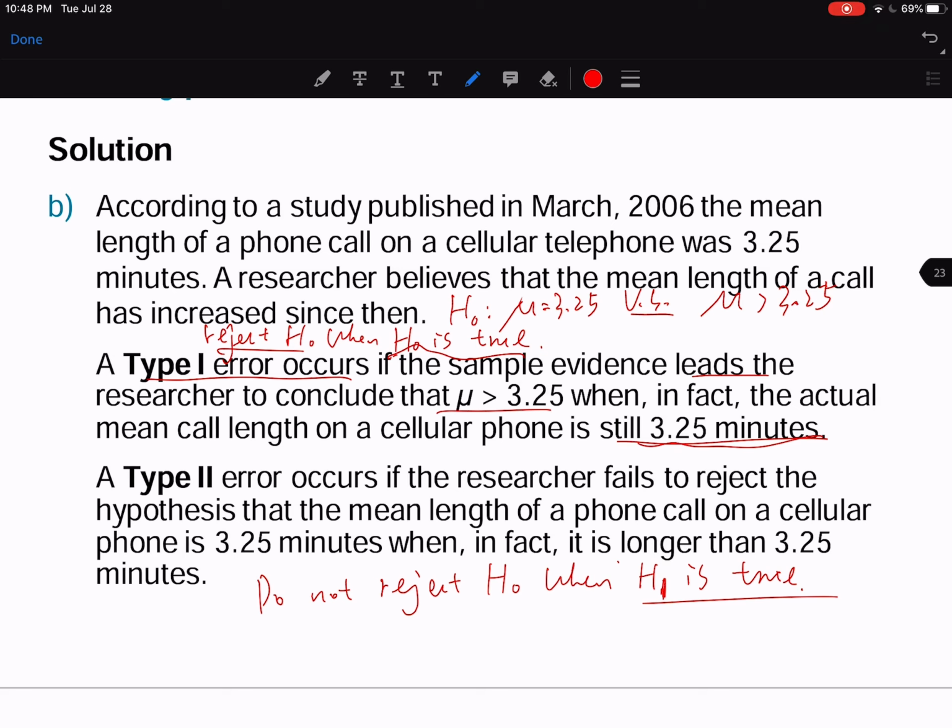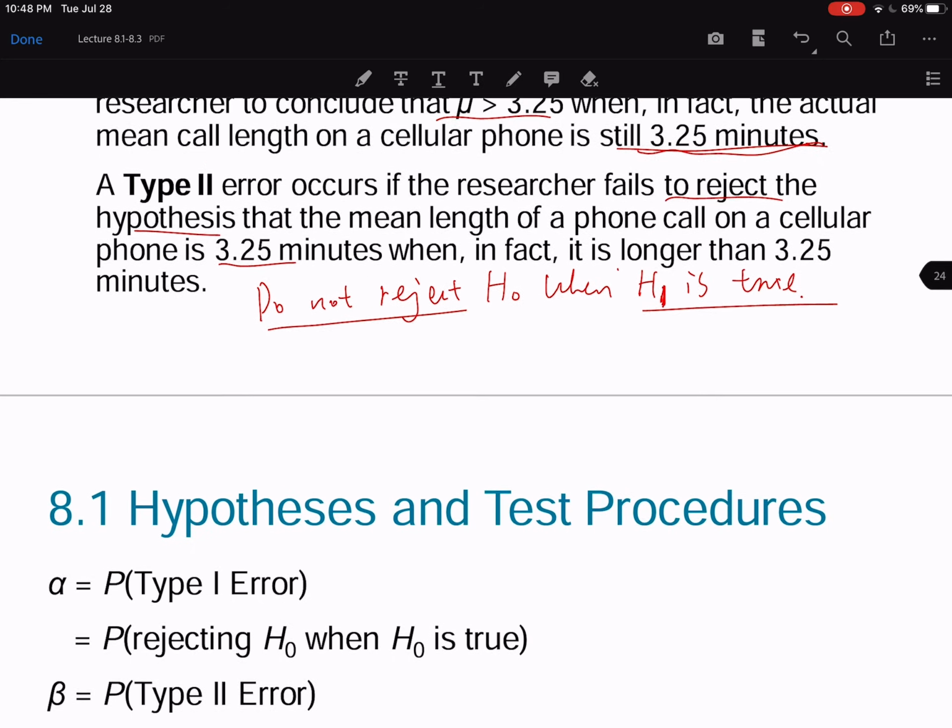But what they're doing here, they fail to reject the null hypothesis. That means they conclude that the mean is equal to 3.25. That means they do not reject the null hypothesis when the alternate hypothesis is true. That's why we say they're making a type 2 error here. All right, I wish this makes sense to you.